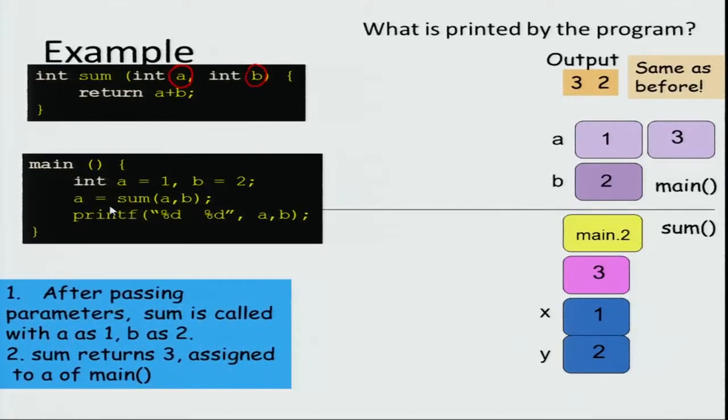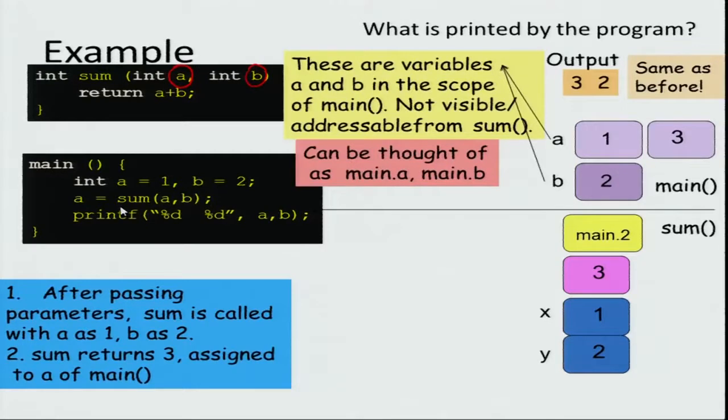So, what really happened here? After passing the parameters, sum is called with a as 1 and b as 2, and so it returns a value 3, assigned to the a of main. These variables are called a and b in main, and they are called a and b in sum as well. The variables a and b inside sum are different from the variables a and b inside main. The scope of these variables is main, and the scope of these other variables a and b is the sum function.